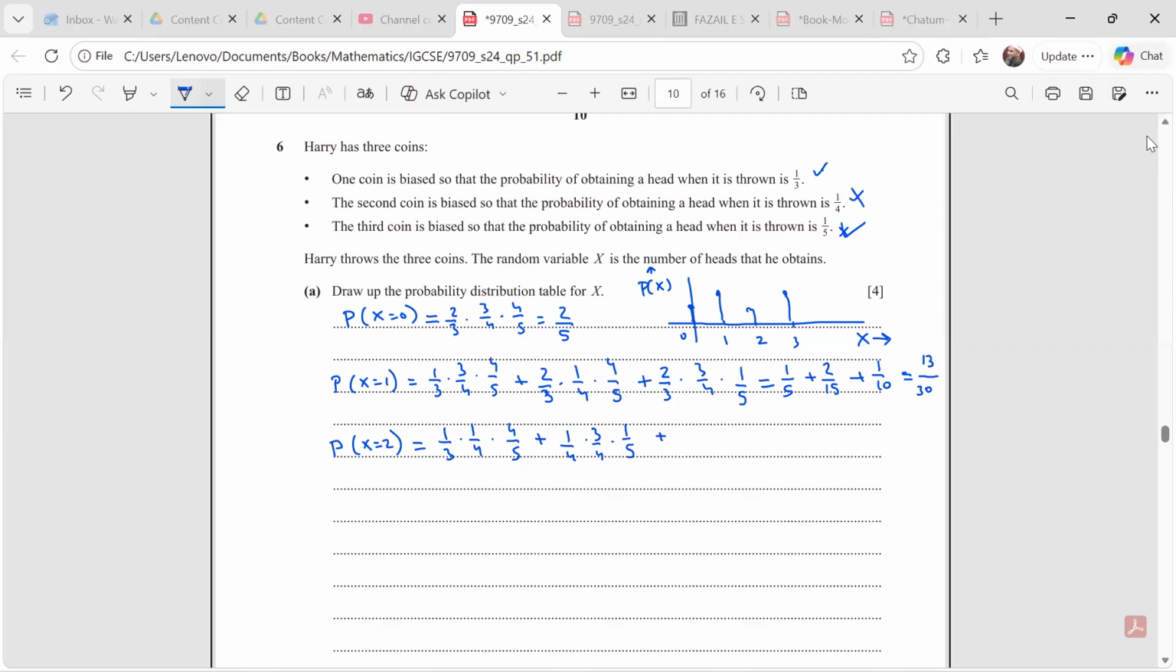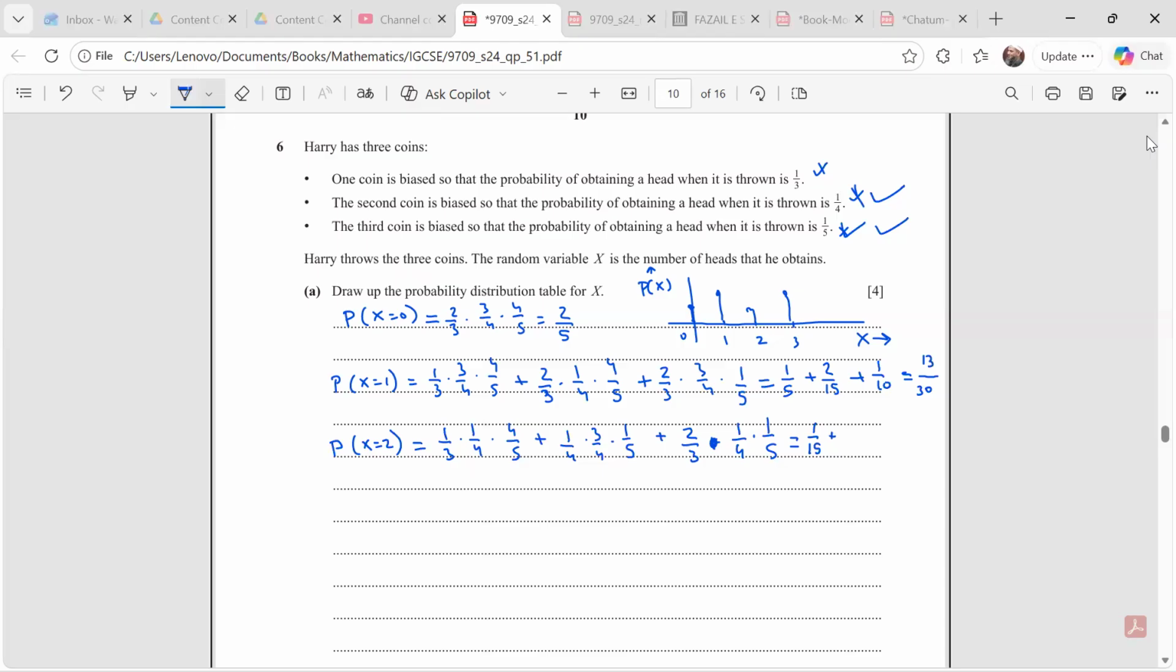And the last thing is that the first does not show head, and the second shows head, and the third shows head. So the probability that the first will not show head is 2 by 3, and the second shows head is 1 by 4, so multiply by 1 by 4 and 1 by 5. I hope this is clear. So 4 cancels, this is 1 by 15.